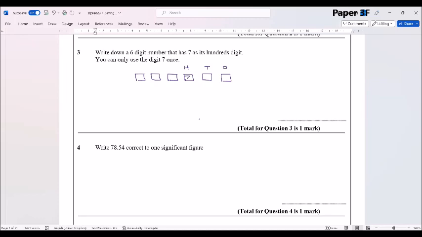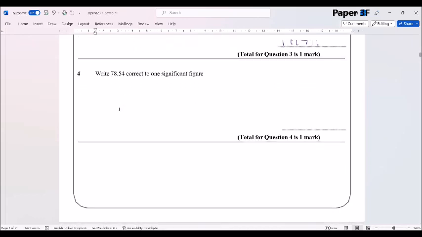We can only use a 7 once. We can use any other number lots and lots of times though. So I'm just going to use the number 1 and do that. So that's 111,711. And that's enough. You could have used any other numbers other than 7 in the other places where I put the ones.